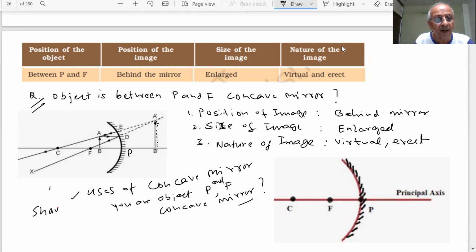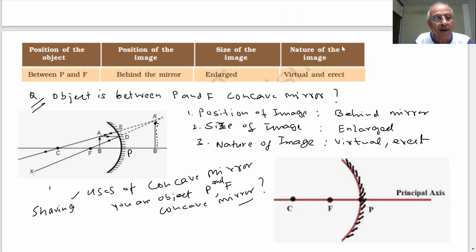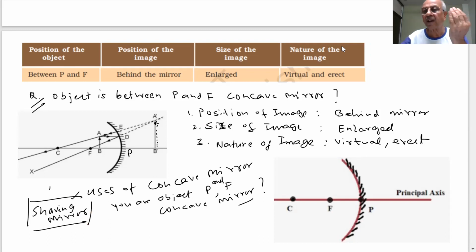If I say shaving mirror, students, you have seen your father shaving, and what type of mirror should it be, so that he can see a bigger face? What will be that mirror? Tell me. What is your answer? Concave mirror. You can see a very clear and big face, students. So they can be used in cosmetics or in shaving mirrors. That is what we talk of with the concave mirror.